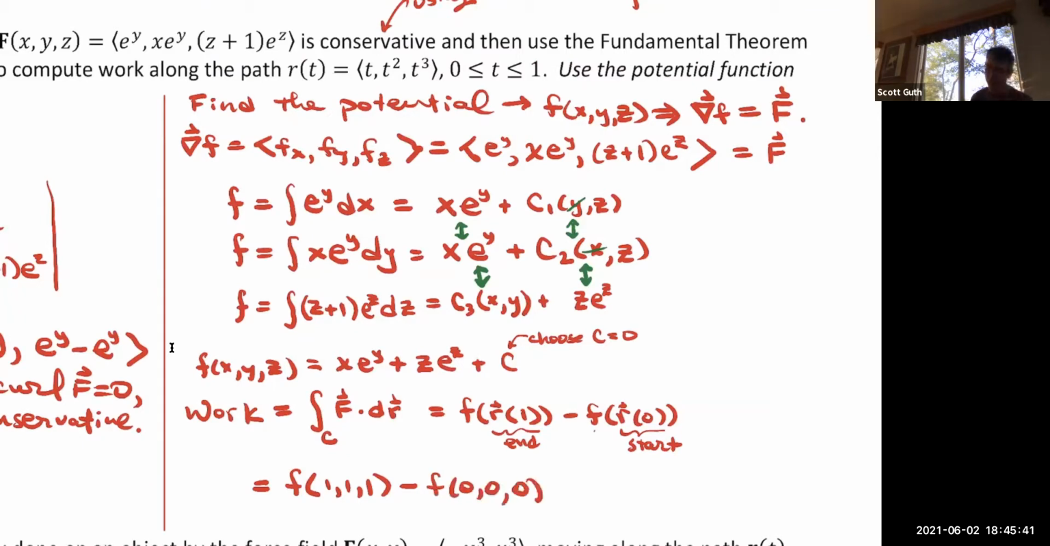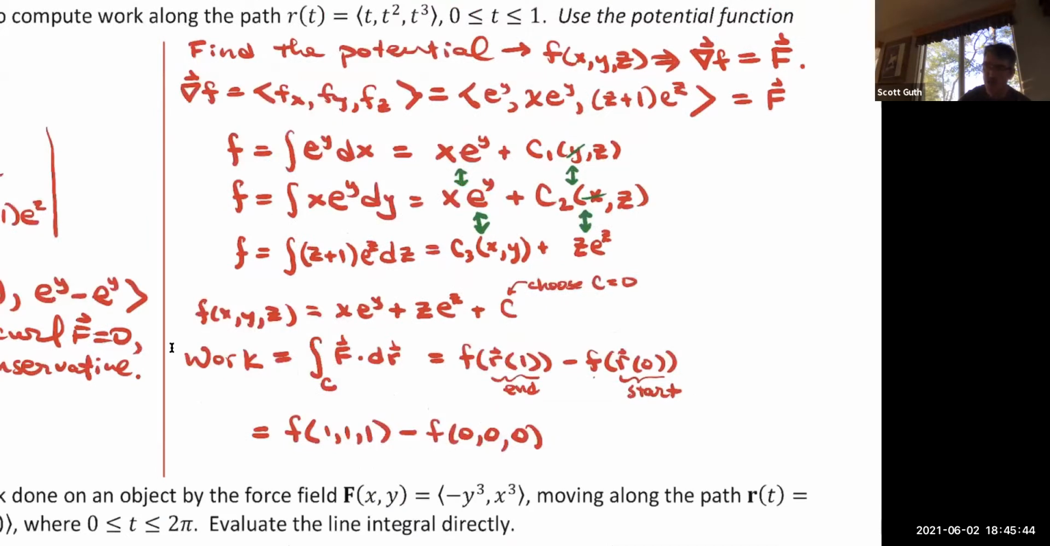Now, all we're doing is showing that work is just change in potential energy. So we're subtracting the two potential energies rather than doing a line integral, which is a lot harder. So f of 1, 1, 1 looks like it's going to be e plus e. So that's 2e. And 0, 0, 0 looks like you're going to get 0. So this is just 2e. And I'm checking my work here, make sure there's no mistakes. Yeah.